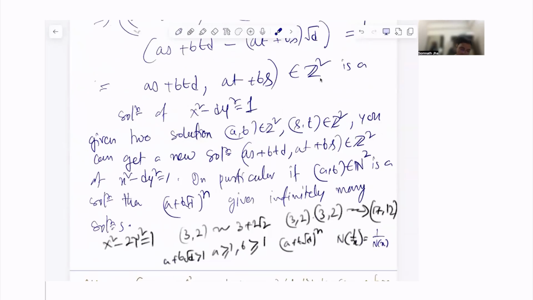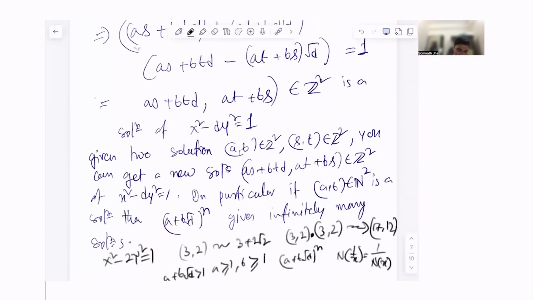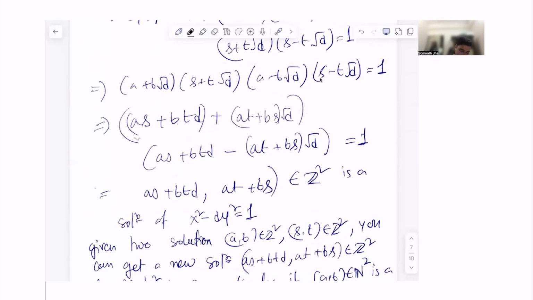So that's how we'll generate more solutions. This was Brahmagupta's idea: given two solutions, we can generate more solutions of the Brahmagupta-Pell equation, and that way we can get infinitely many solutions. Okay.